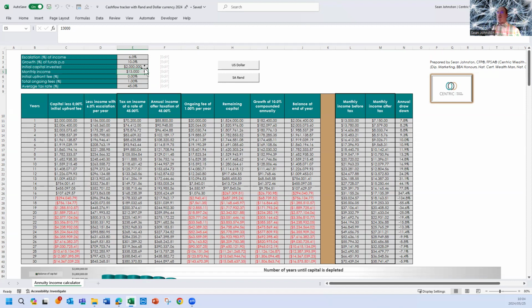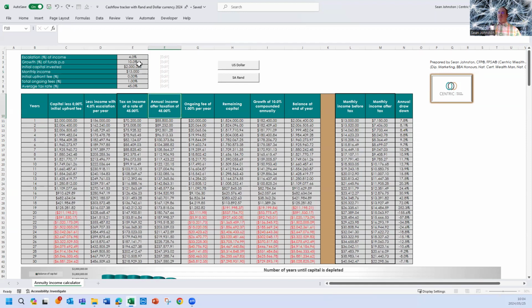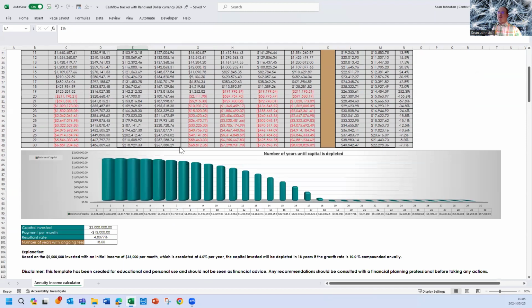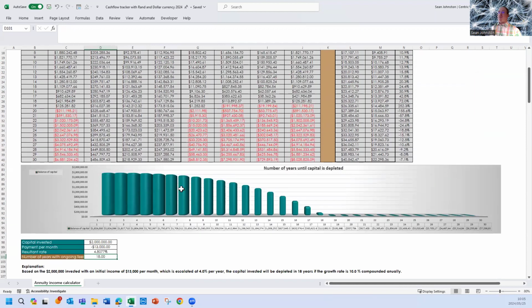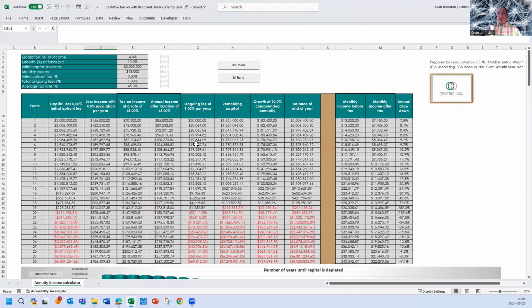Then obviously they'll need to adjust the 13,000 because it's in dollars. We're just assuming this person has $2 million as an investment, and he or she wants you to do the calculation to determine, well, if I draw $13,000 and I'm looking to increase that by, okay, let's make it 4%, and I get a 10% return on my investment, and ongoing fees are 1%, your money is expected to last 18 years. Obviously, it's an assumption, and having annual reviews is quite important.